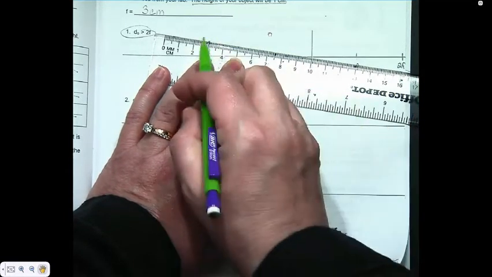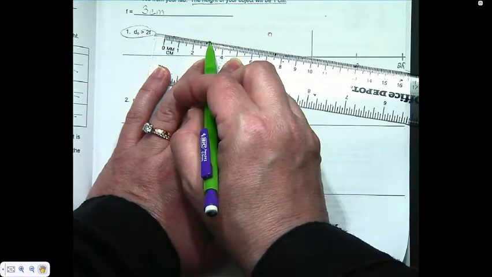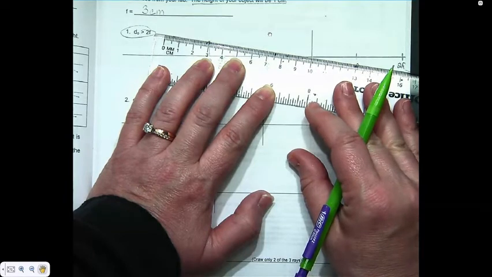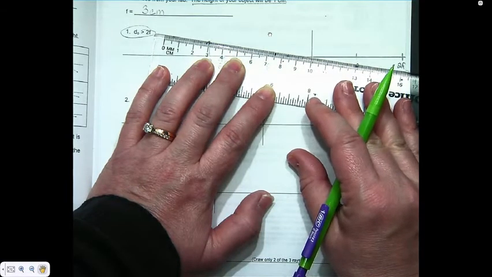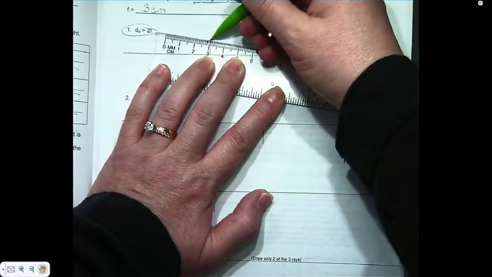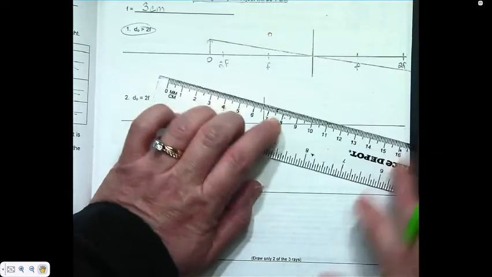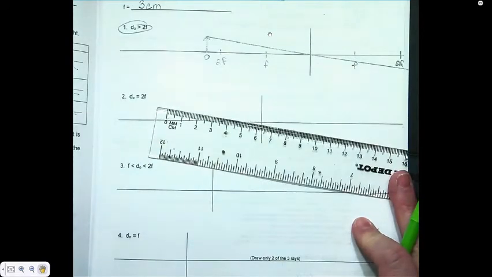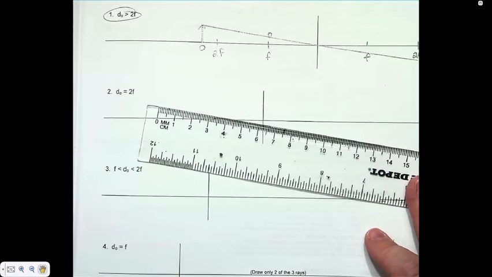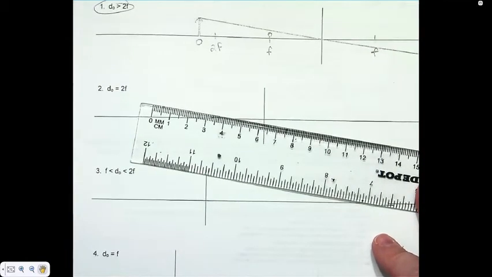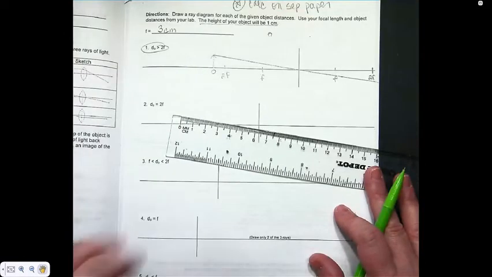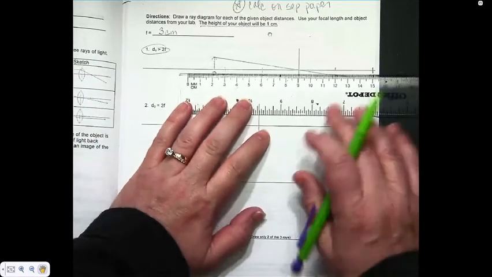So I'm lining up my ruler with the top of my object, and I want it to pass right through where the lens crosses the axis, and that looks quite a bit better. Yeah, I'm off maybe just a hair, but I'm going to call that good enough. So there's my central ray.